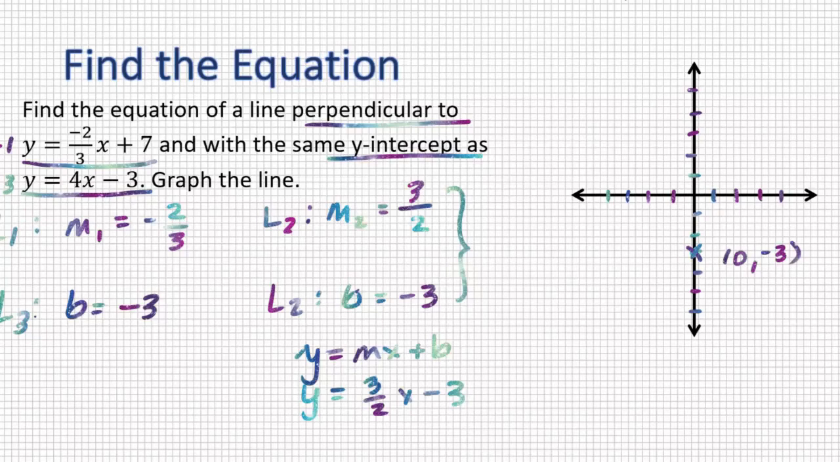So I can either go up or down 3. I'll choose to go up, 1, 2, 3 points, and then a run of 2 for a positive slope means I have to go 2 steps to the right. So there's my second point. Alternately, I could have chosen to go 1, 2, 3 steps down first, but then I would have had to go 2 steps to the left to ensure that positive slope. Connect the dots here with a straight line, and we're done.